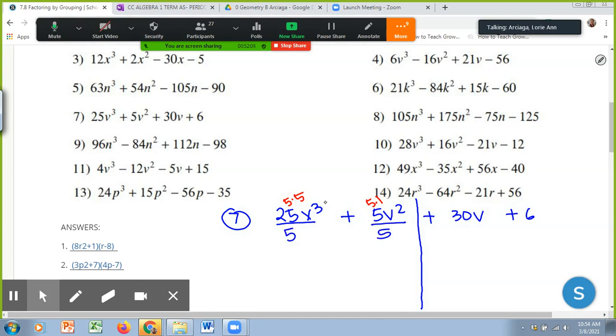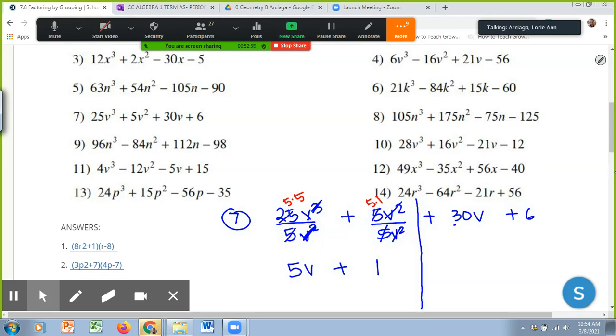The lower power of v^3 and v^2 is v^2. There you go. So 25 divided by 5 is 5. v^3 divided by v^2, you just have 1v left. Plus 5 divided by 5 is 1. v^2 divided by v^2 is 1. Okay, next.